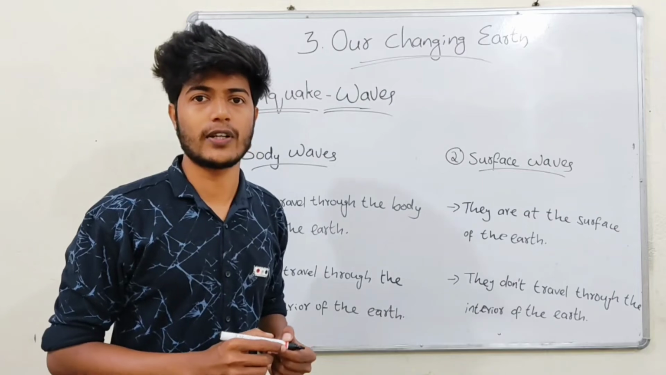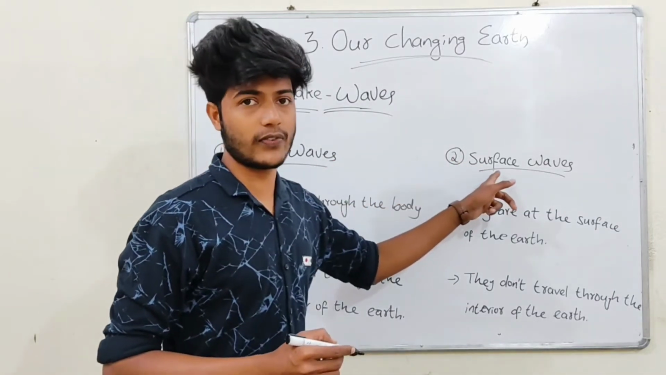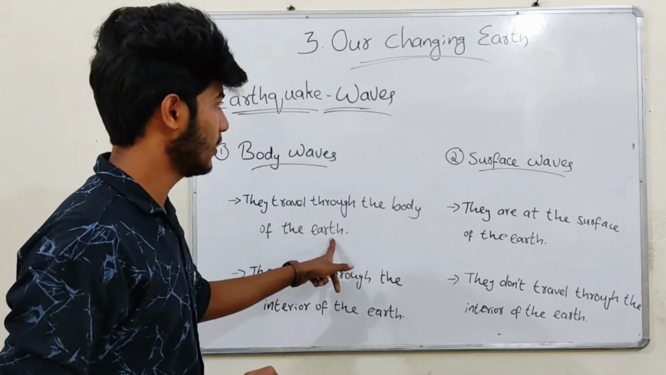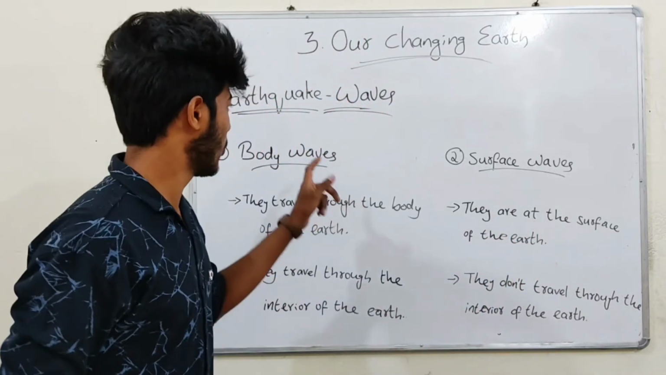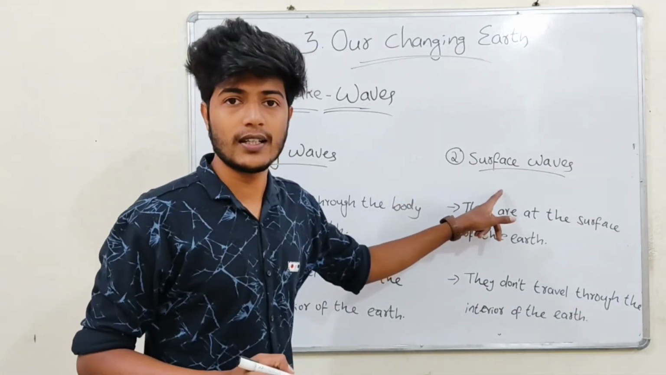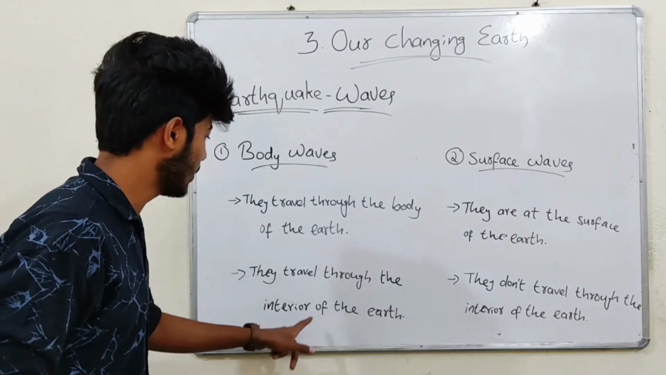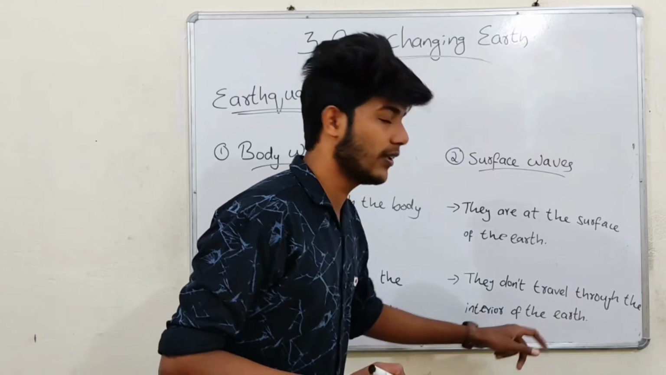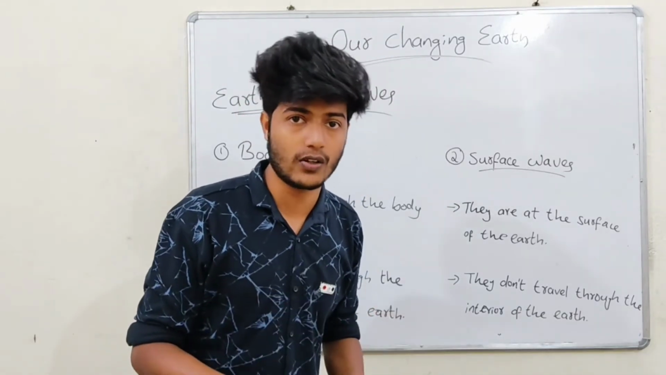There are two types of earthquake waves. The first one is body waves and the second one is surface waves. Body waves travel through the body of the earth. Surface waves are on the surface of the earth. Body waves travel through the interior of the earth. Surface waves don't travel through the interior of the earth.